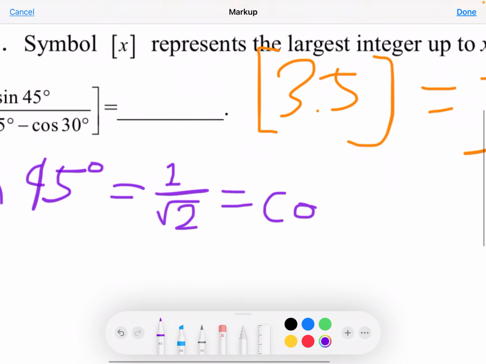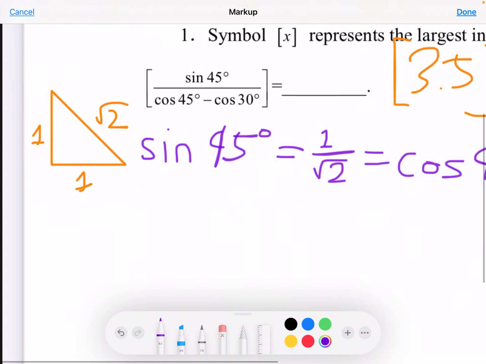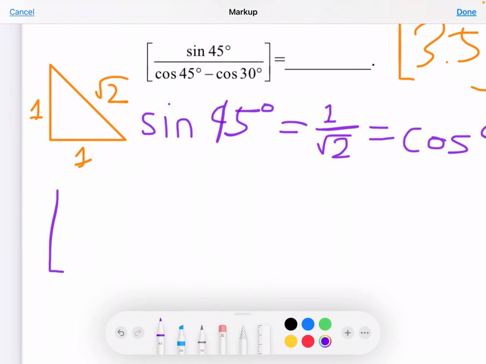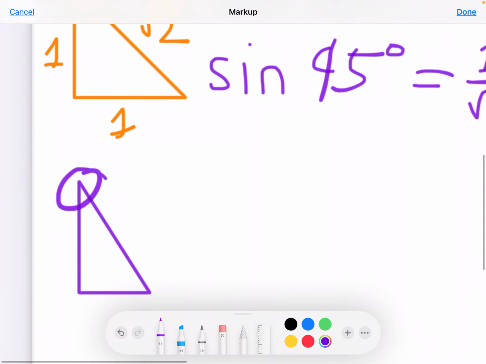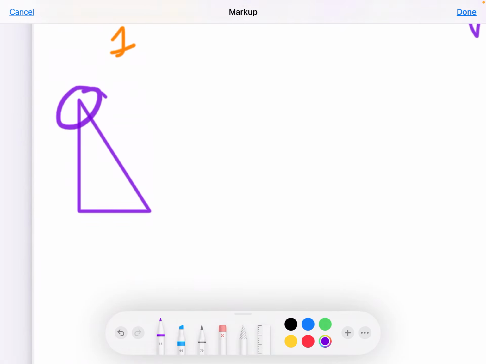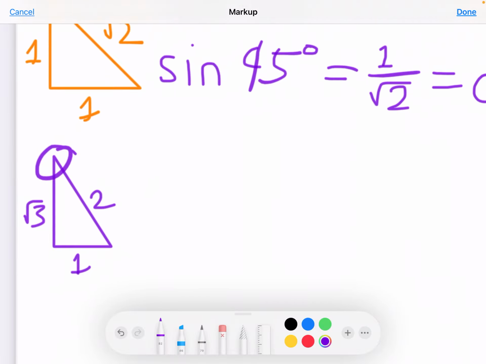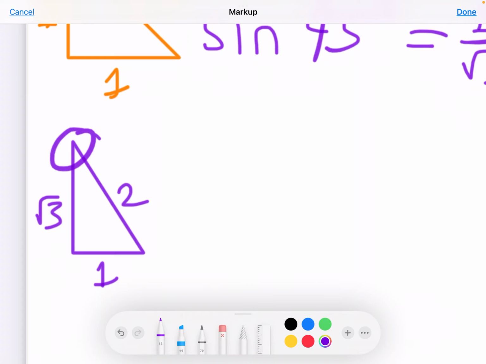So this is also equal to cosine of 45. Now how about cosine of 30? For this one, we need the 30, 60, 90 right triangle, or half of an equilateral triangle. The 30 degree angle is this one over here, and we have the side length ratio 1 to square root 3. So the cosine of 30 would be square root of 3 over 2.